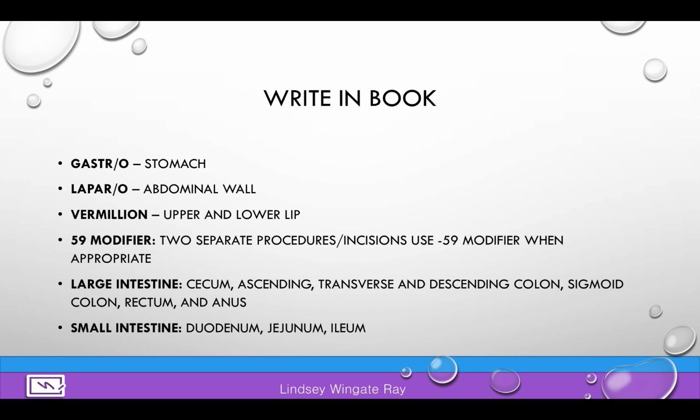You need to write down that the large intestine includes the cecum, ascending, transverse, and descending colon, sigmoid colon, rectum, and anus. The small intestine includes the duodenum, jejunum, and ileum.